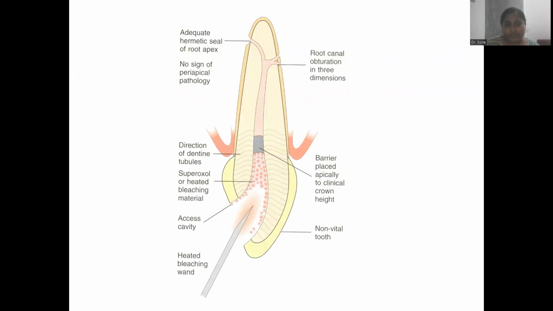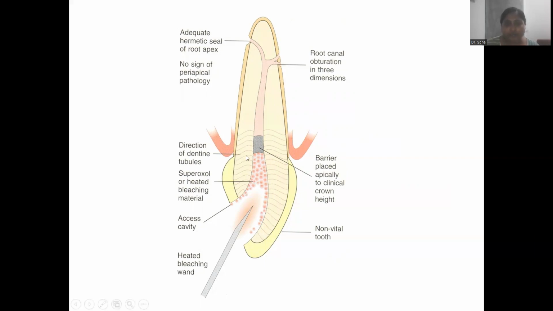With this schematic picture, we can understand the non-vital bleaching well. In this, you can see the obturation. First, when the patient comes to you, do the root canal treatment. If the patient has already had the root canal treatment done at an outside clinic, take a radiograph and make sure that it has a good seal of the root apex in all dimensions. And once it is sure, there should not be any periapical pathology, and the patient should be totally asymptomatic.